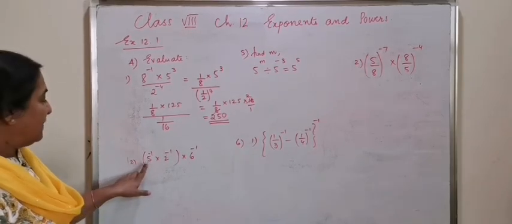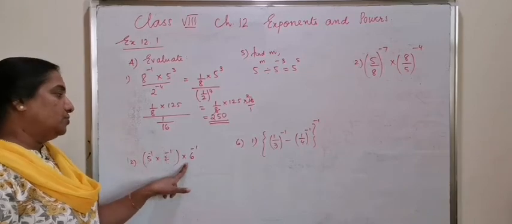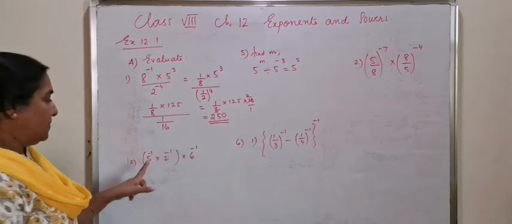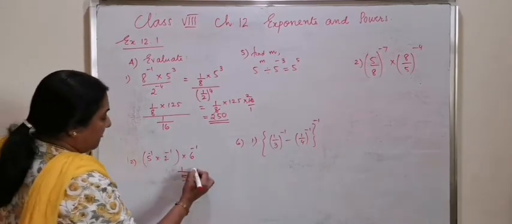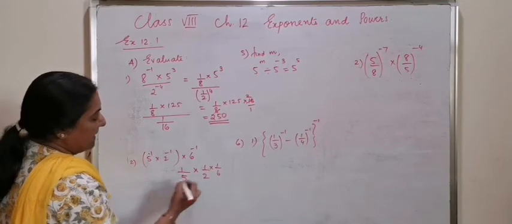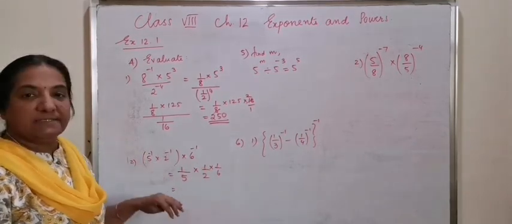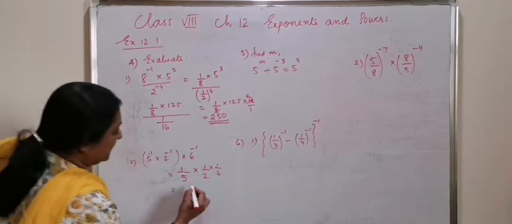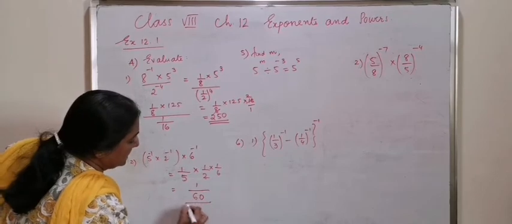Subdivision 2. 5 to the power of minus 1 into 2 to the power of minus 1 into 6 to the power of minus 1. 5 to the power of minus 1 is 1 by 5. 2 to the power of minus 1 is 1 by 2 and 1 by 6. It is multiplication of fractions. Multiply the numerator, multiply the denominator. That is 1 by 5 into 2, 10. 10 6s are 60.